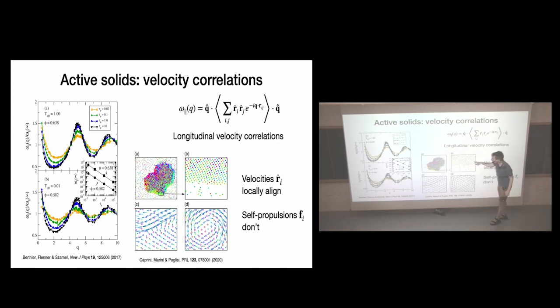You see that each particle in this simulation has a color which corresponds to the orientation of their self-propulsion. And you don't see order. You don't see an island of green particles. But if you look at their velocities, their r dot i, you will see that velocities actually align, and those are given by these arrows.